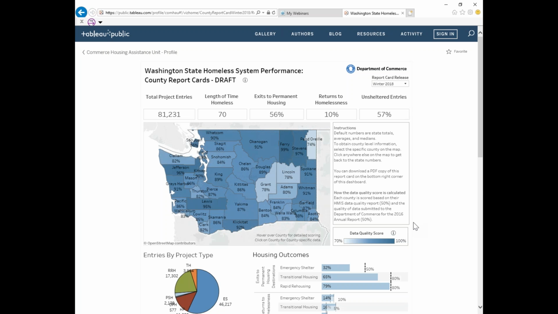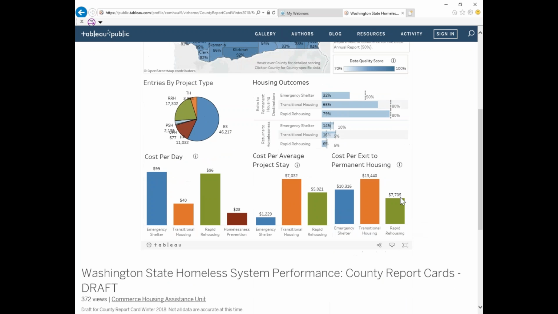If you scroll down, you see entries by project type here. So that breaks out the project enrollments by shelter, homelessness prevention, permanent supportive housing, rapid rehousing, transitional housing, and other permanent housing project types.